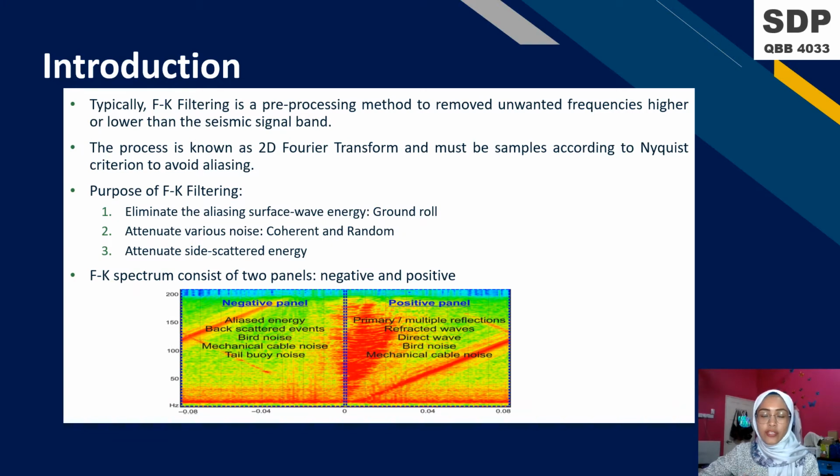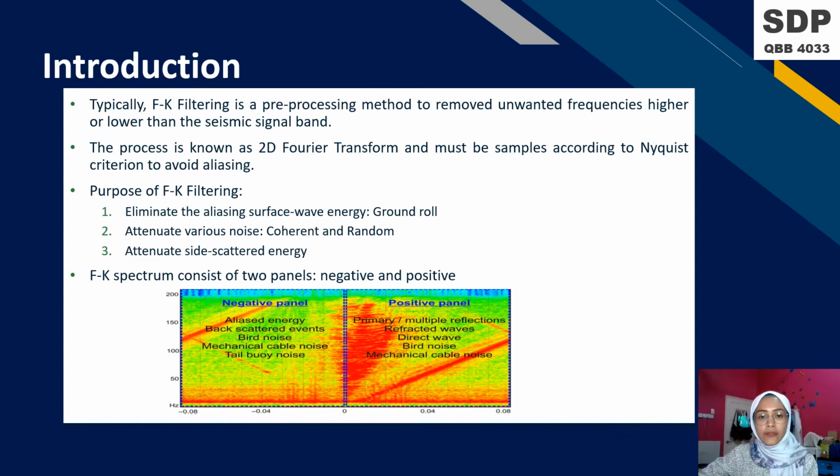Moving on to the first topic, which is the introduction. Typically, FK filtering is defined as a pre-processing method to remove the unwanted frequency that is higher or lower than the seismic signal band. The seismic data that is traditionally in the time and displacement domain is converted into the frequency and wavenumber domain. The process is known as 2D Fourier transform and must be sampled according to the Nyquist criterion of aliasing. The result of 2D Fourier transform of the seismic data is known as the FK spectrum.